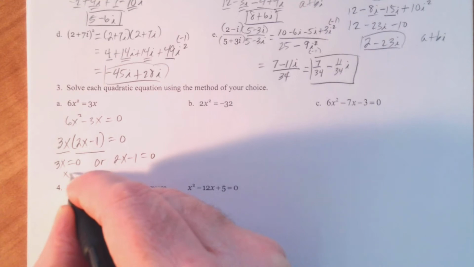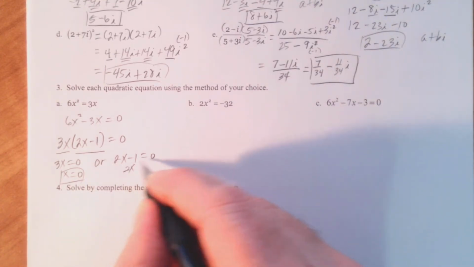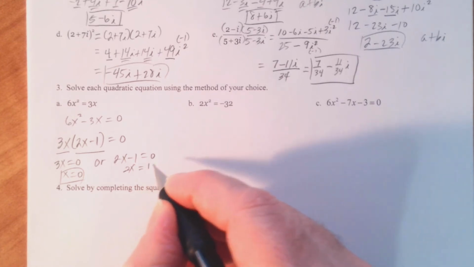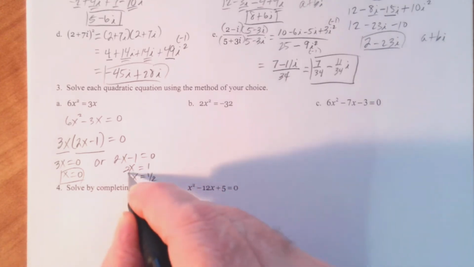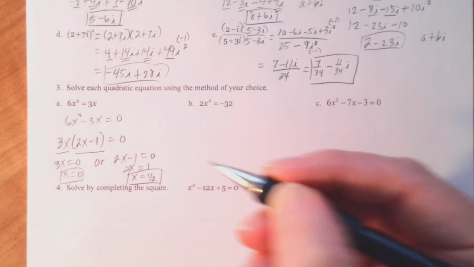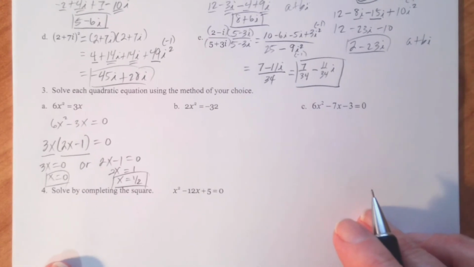So here we're going to get 0. And here we will add 1 to both sides. We get 2x is 1. Divide by 2, you get x is 1/2. So we know with quadratic equations, we're normally going to get 2 solutions.